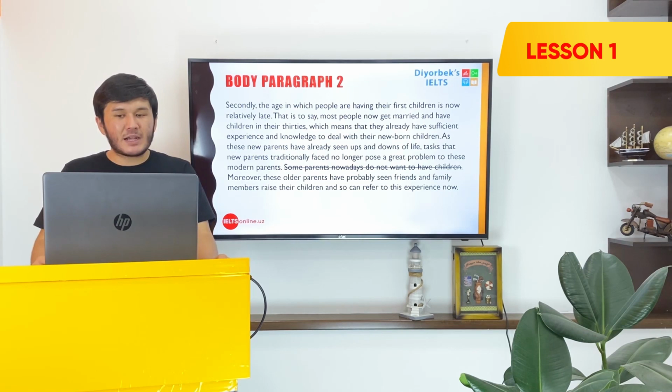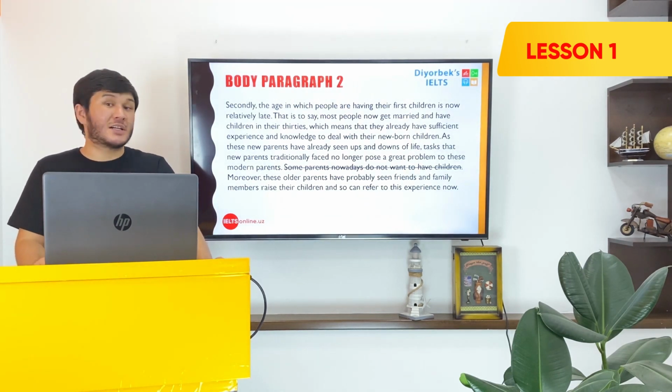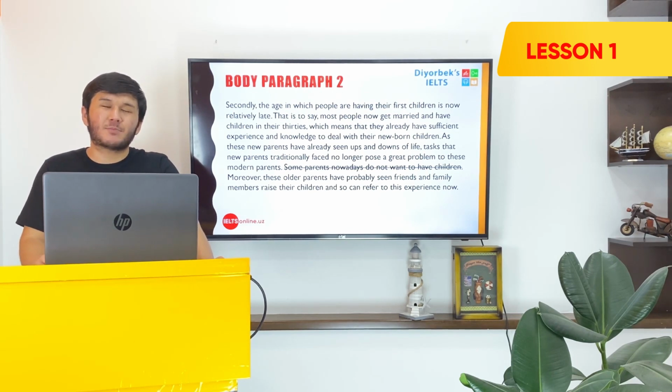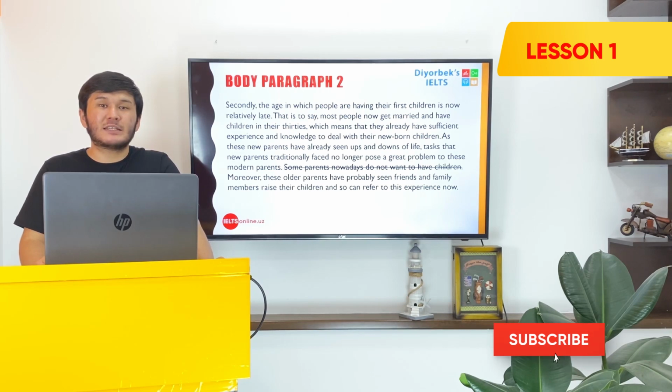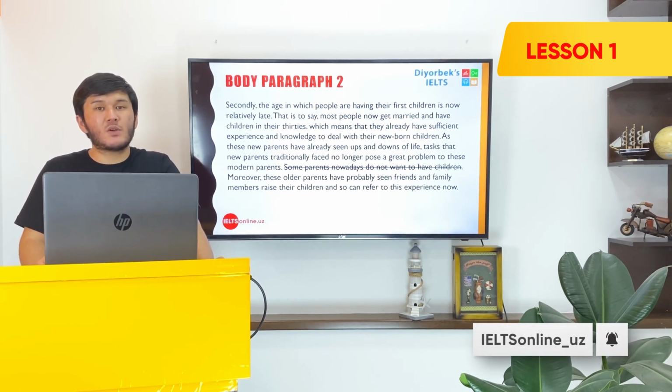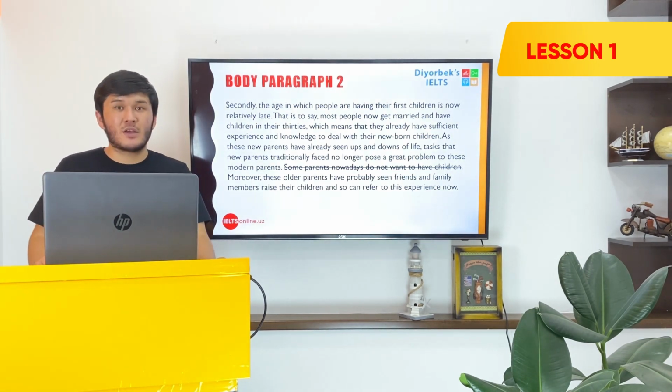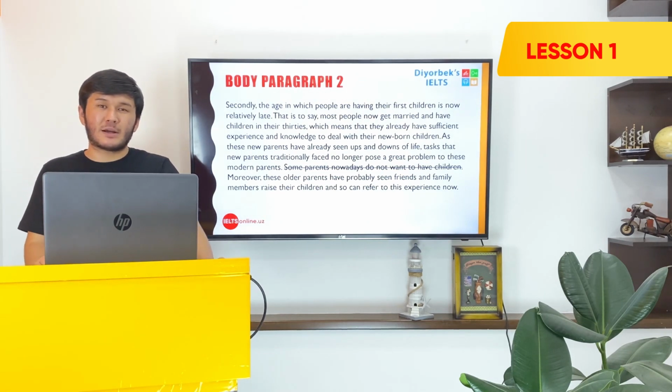So the final paragraph we write is the conclusion. And in my opinion, the conclusion is the easiest paragraph to write, because you already have written everything. So basically what you do, you summarize your ideas. Depending on how many ideas you have, you're gonna summarize them. So for this particular question, we have two main ideas, so we're gonna summarize them.